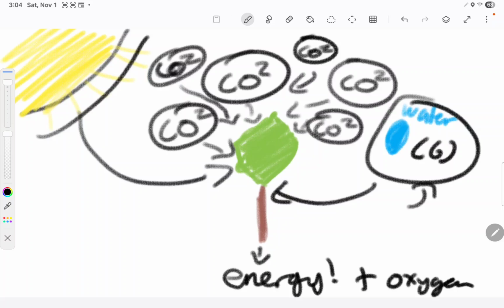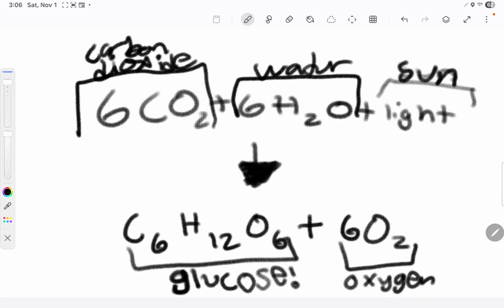So let's look at the equation for photosynthesis. As you can see here, this is the equation for photosynthesis. It wouldn't be an equal sign here. This would be an arrow to show that there's a transformation.